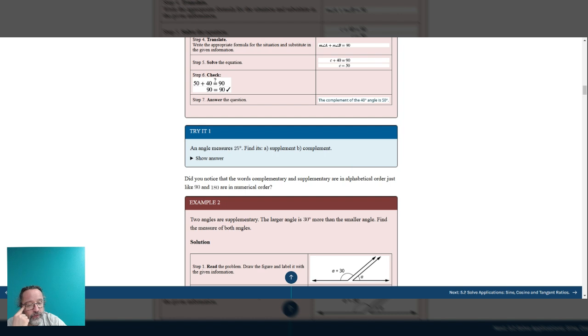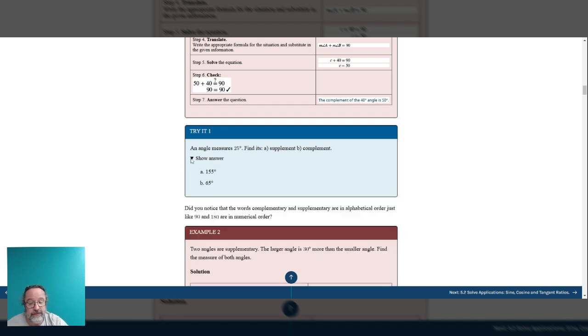So angle measures 25. What's its supplement? Simply 180 minus 25, which is 155. Its complement would be 90 minus 25, which is 65. So just a lot of this, I can do it in my head. You'll be able to end up doing it in your heads.